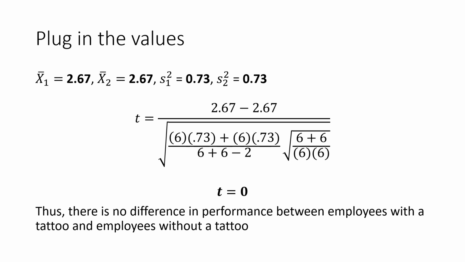So if you carry all these calculations to fruition, you will get, as we've already discussed, a result of t equals 0. So how do we interpret that? We would conclude that there is no difference in employee performance between employees with a tattoo and employees without a tattoo.